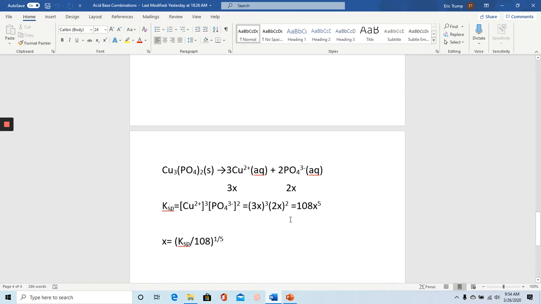Okay, combining all of our terms, this gives us 108 times X to the 5th. Okay, so we divide both sides by 108, and then we take the 5th root. Or you could take the answer to the 0.2 power.